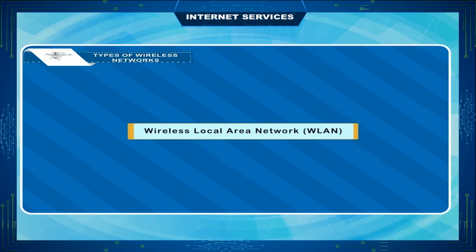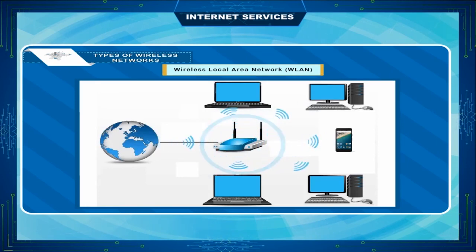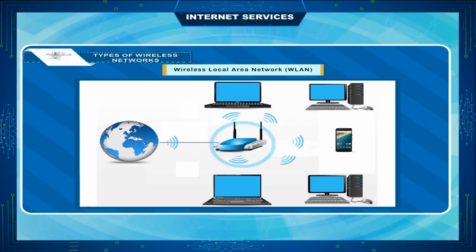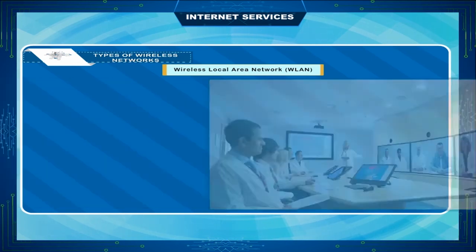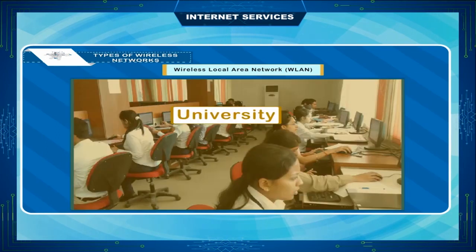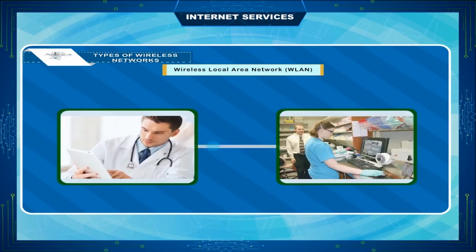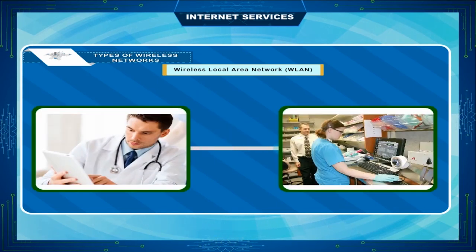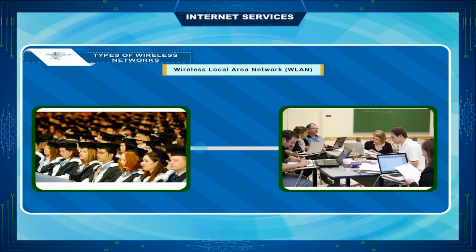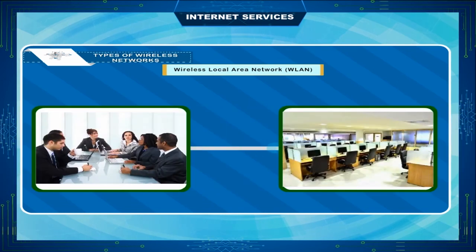Wireless local area network, WLAN. Wireless LANs, like wired LANs, have a finite coverage area. They wirelessly connect computers in a defined coverage area like a hospital, a university, an airport, or a commercial office. They are designed for a certain set of people in mind. For example, doctors and technicians in a hospital, students and teachers in a university, or office staff in a commercial setup.